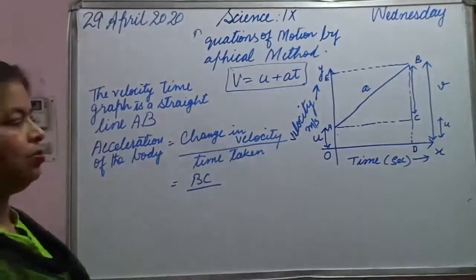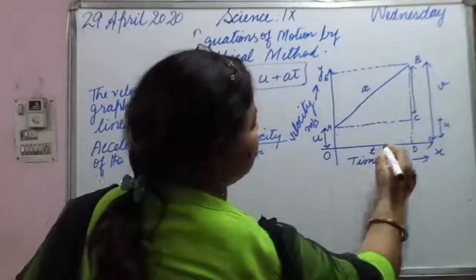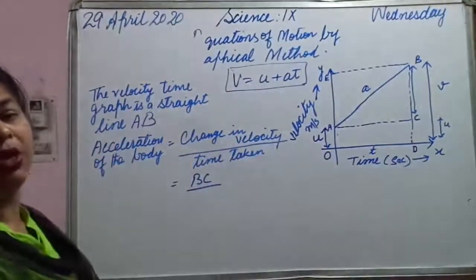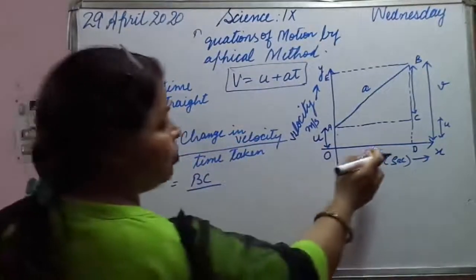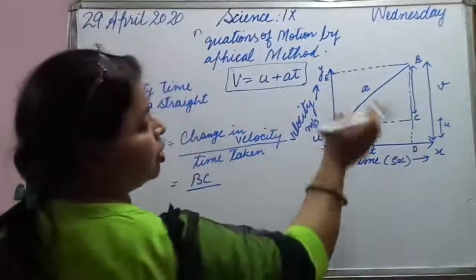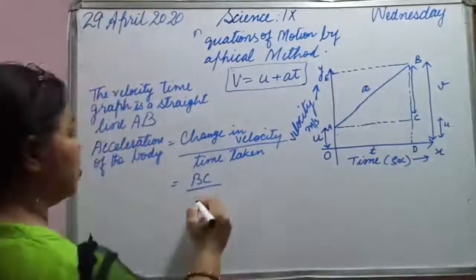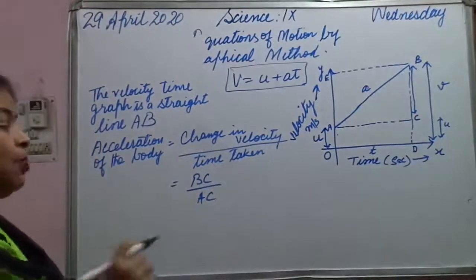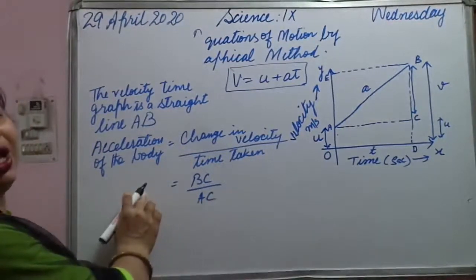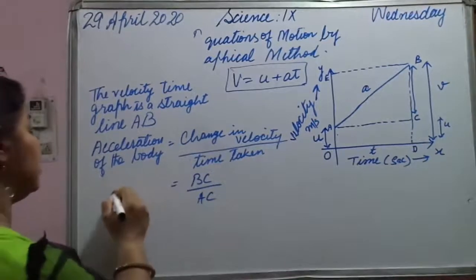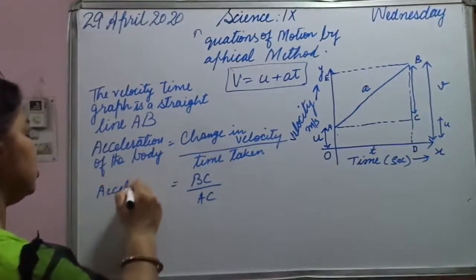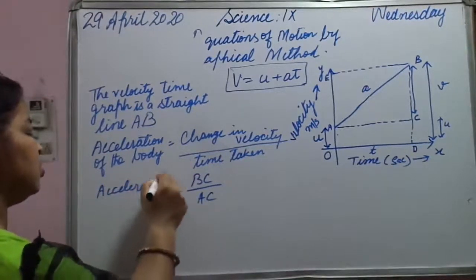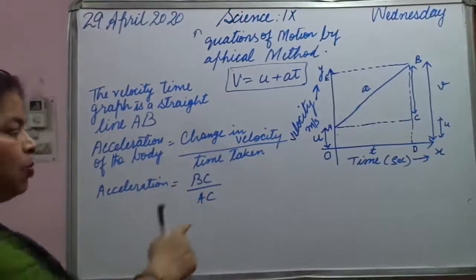Now what is the time? Time is denoted by small t. So upon, we can write OD. Sorry, AC. BC upon AC is equal to the acceleration. Acceleration is equal to BC upon AC.